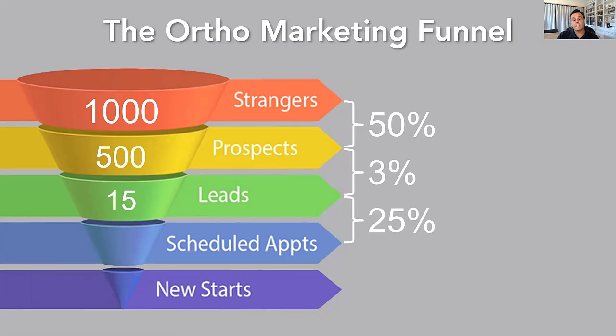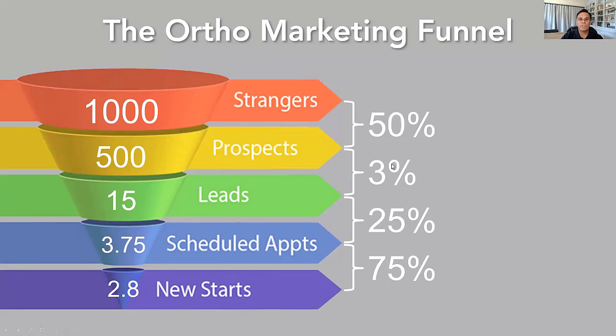And then let's say 25% of those leads become a scheduled appointment. So we have about 3.75 scheduled appointments. And then 75% of those scheduled appointments become starts. We end up with about 3 starts out of those 1,000 strangers. So this is generally how all digital marketing funnels work, just applied to an orthodontic practice. But I want you to understand that when someone says top of the funnel, they literally mean this. This is the easiest step if you have a budget, because you can just throw money at it and get strangers to your website and to your brand, assuming you have the budget.